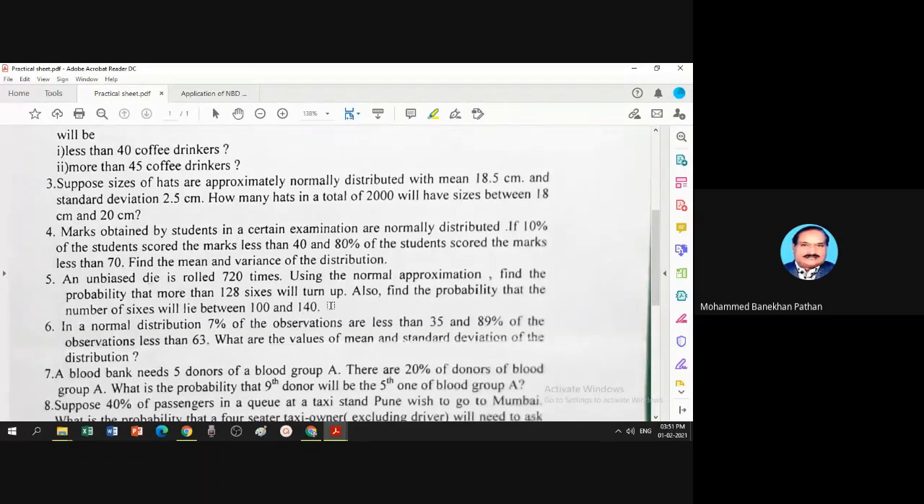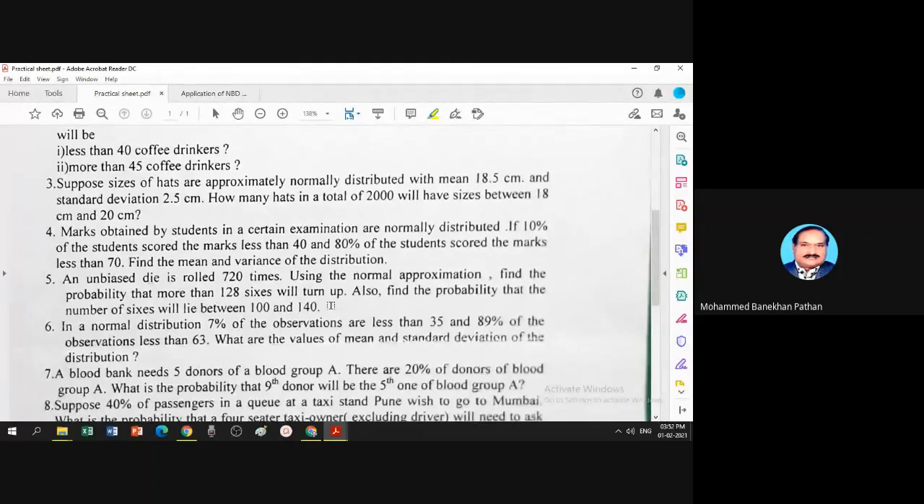Let us see what question number 3 says. Suppose sizes of hats are approximately normally distributed with mean 18.5 centimeter and standard deviation 2.5 centimeter. How many hats in a total of 2000 will have sizes between 18 centimeter to 20 centimeter?